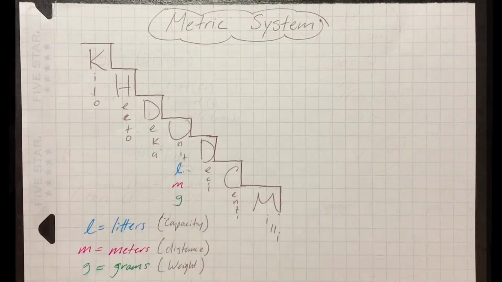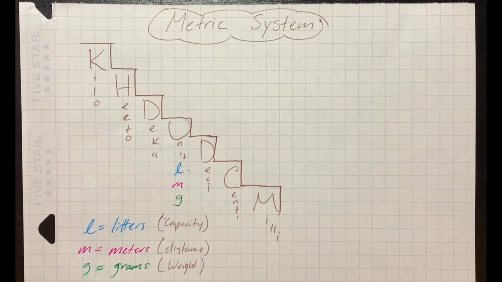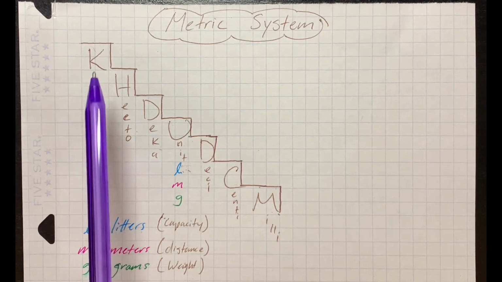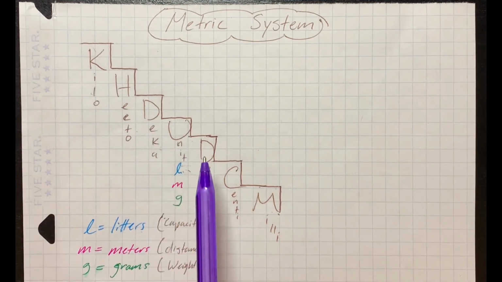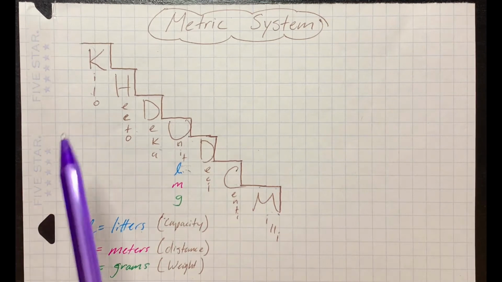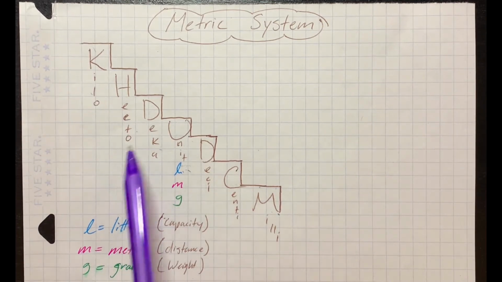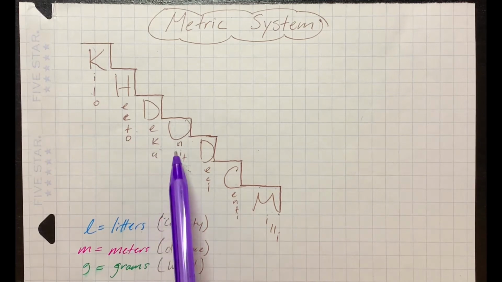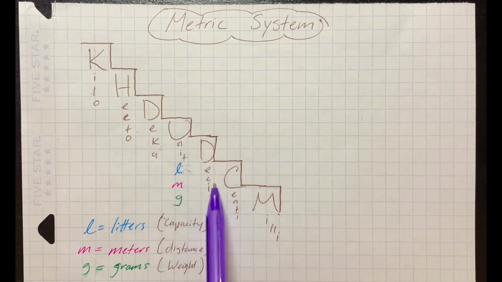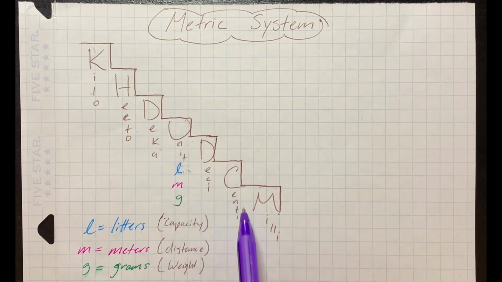All right, so to continue with our conversions, we have the metric system. I have a little ditty for you to remember: King Henry doesn't usually drink chocolate milk. The K stands for kilo, the H stands for hecto, the D stands for deca, and then the U stands for unit. The other D stands for deci, the C stands for centi, and the M stands for milli.